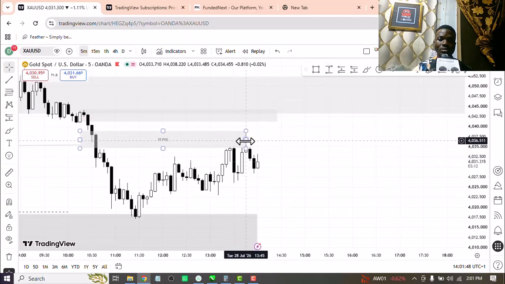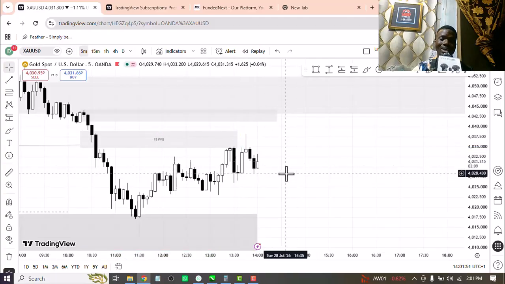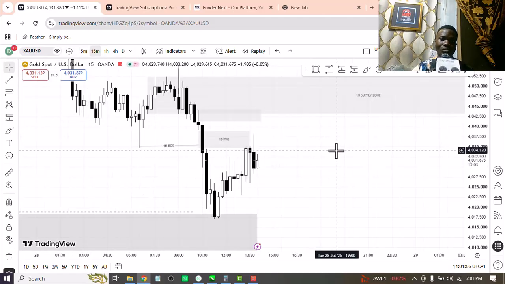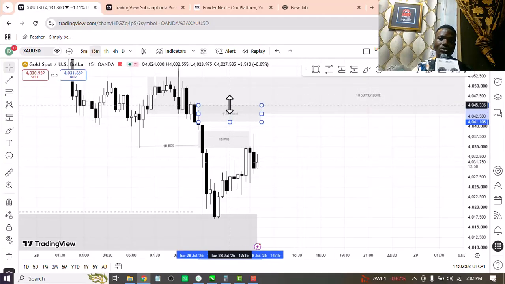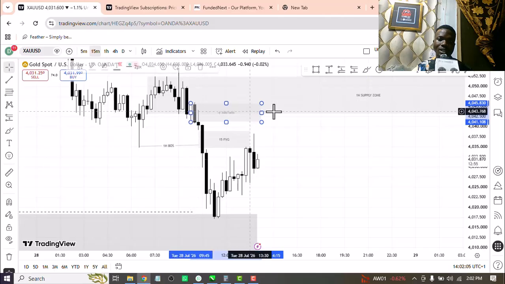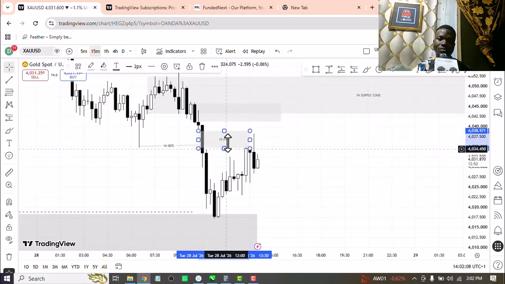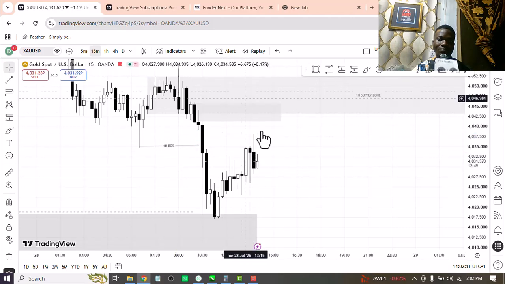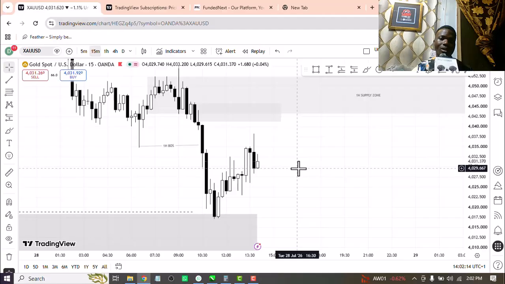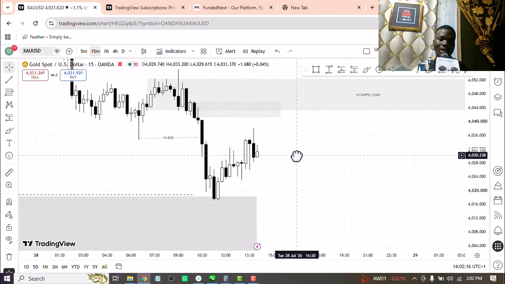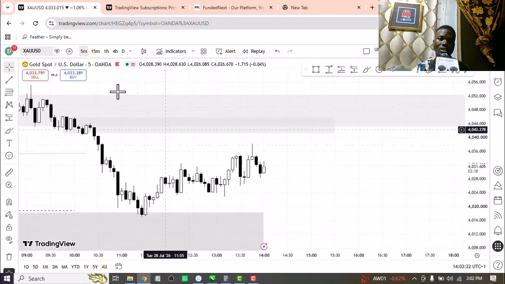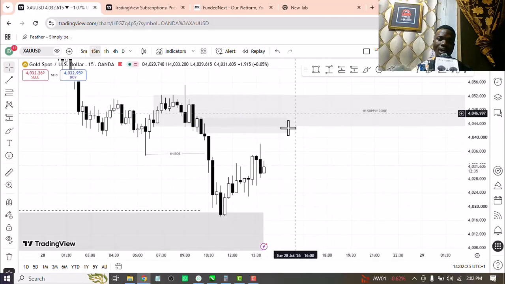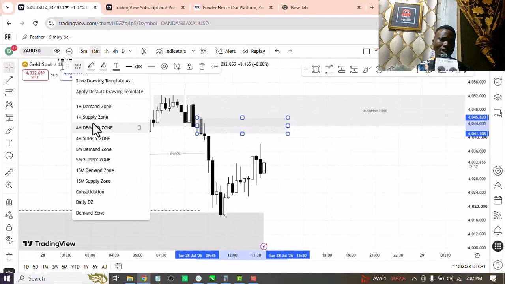But I'm not satisfied with that, because based on the 15-minute time frame, this is a valid supply zone right here. And this fair value gap is not really something I can consider on this trade right now. So I think I should be looking for entry around this 15-minute supply zone. Let me just mark it out.